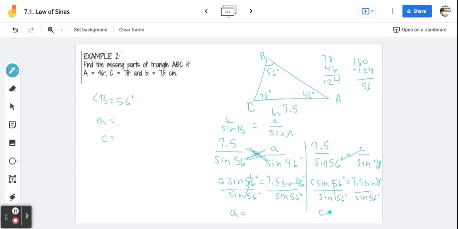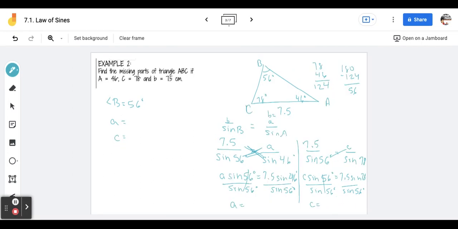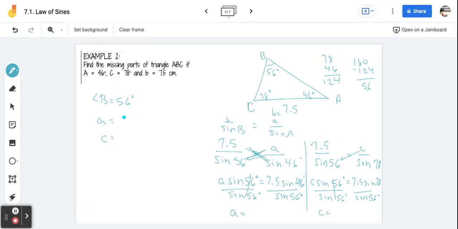And I'll have C equal to, so I just need to type that in my calculator. So 7.5 sine of 46 divided by the sine of 56. Let me double check and make sure it's right. 7.5 sine of 46 divided by sine of 56, yes. And that is 6.5. So let me jot that down, 6.5 for side A.